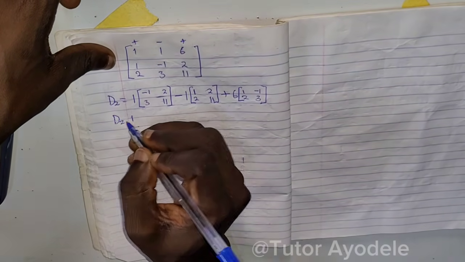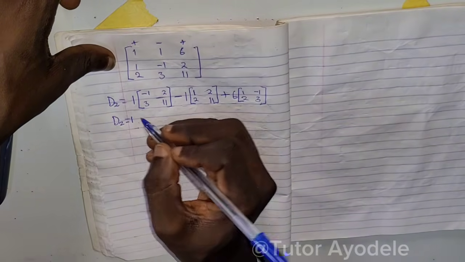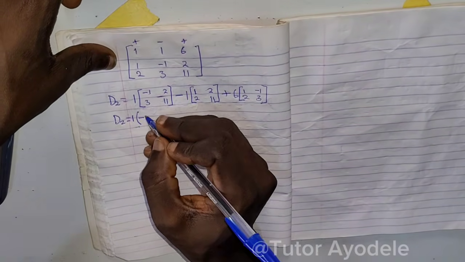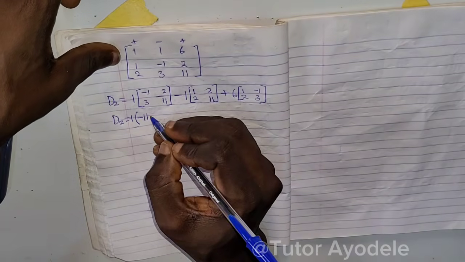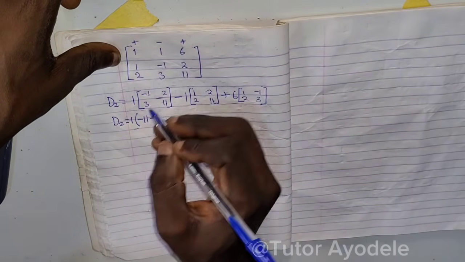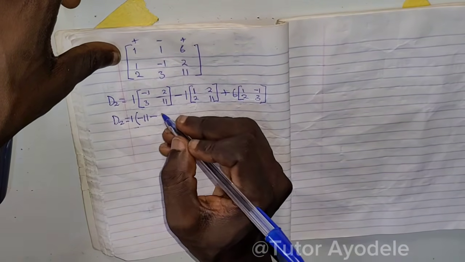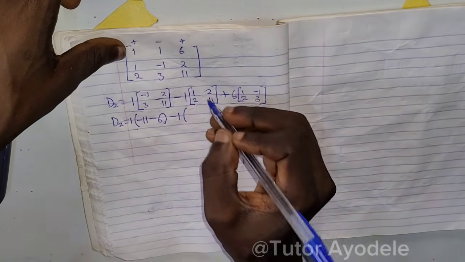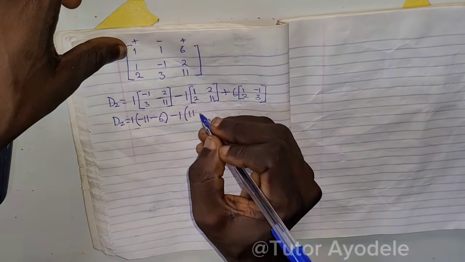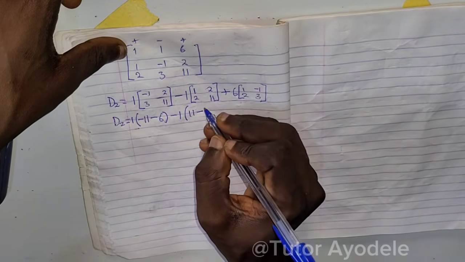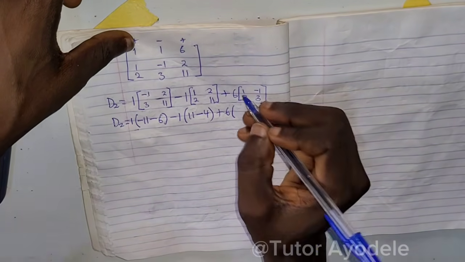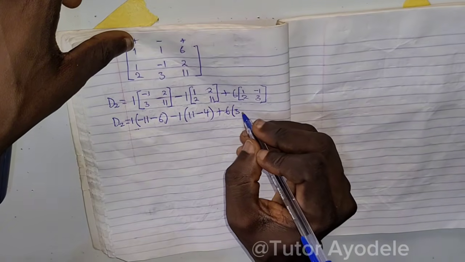So determinant of z equals to 1 into bracket minus 1 times 11. That will be minus 11. Minus, before you multiply the other side. So 3 times 2 will be 6. Minus 1 into bracket. 1 times 11 will be 11. Minus 2 times 2 will be 4. Plus 6 into bracket. 1 times 3 will be 3.